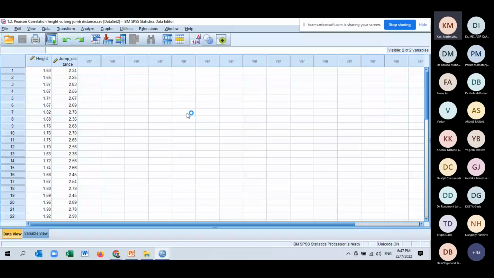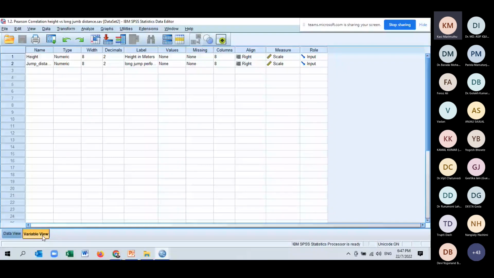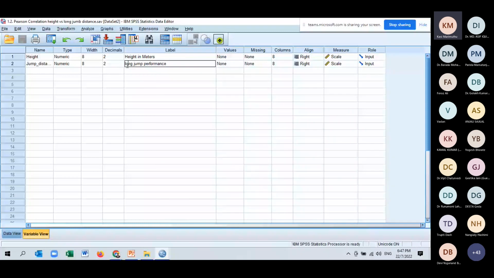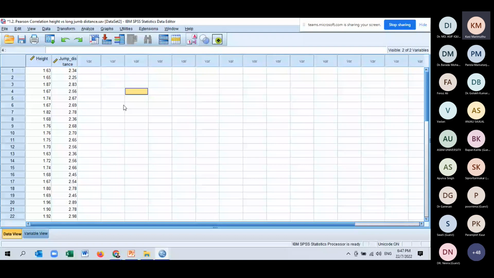So there are 27 paired data. Maybe you can also look at it in the variable view. Height has been given in meters, and long jump performance is also in meters. So let us say height on the x-axis and long jump performance on the y-axis. The file is 1.2, Pearson correlation: height versus long jump distance.